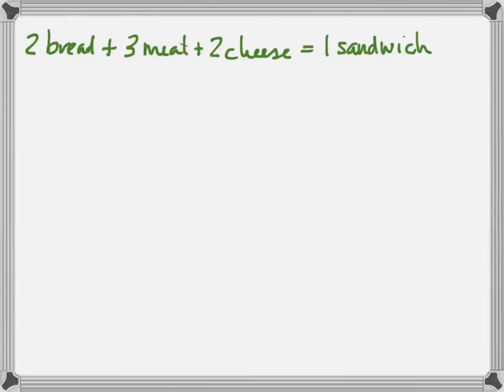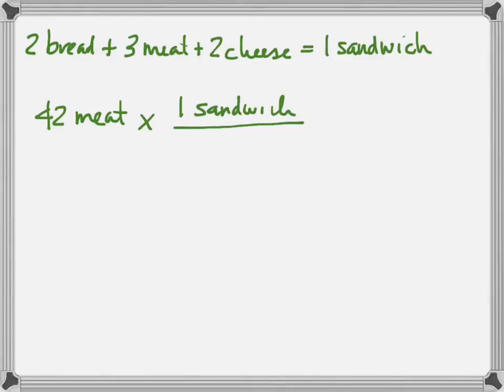So what if I have 42 pieces of meat? I've got lots of bread, I've got lots of cheese, I've got 42 pieces of meat. How many sandwiches can I make? Well, what's the relationship between sandwiches and meat? I get one sandwich for every 3 pieces of meat, right? So if I take 42 and divide by 3, I'll get 14 sandwiches.